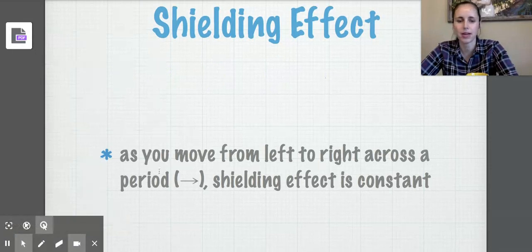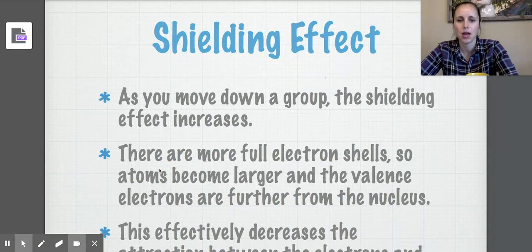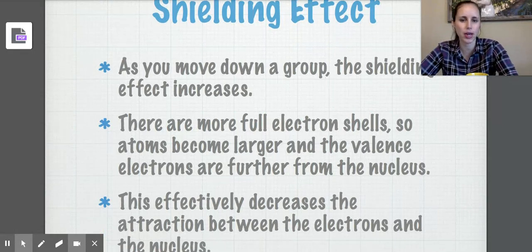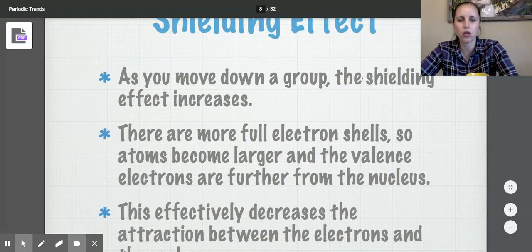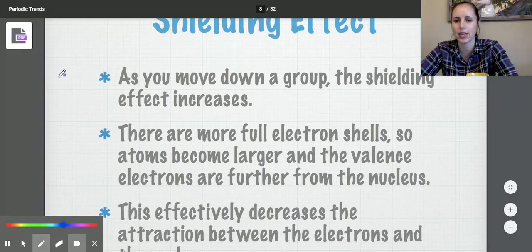Let's get my arrow back here. So let's look the other way now. Let's see what happens as we move down a group. So as we move down a group, the shielding effect is actually going to increase.